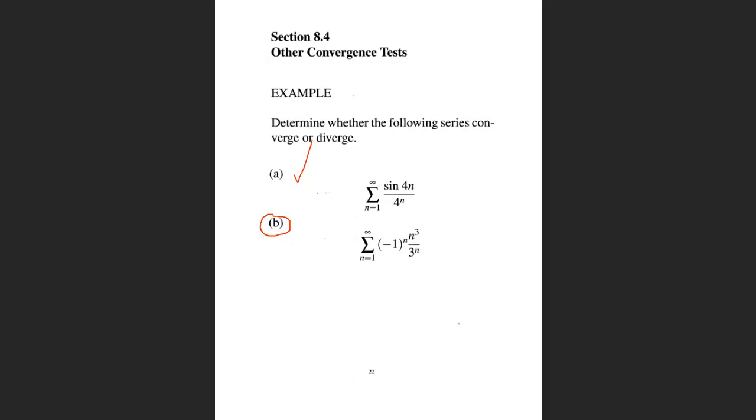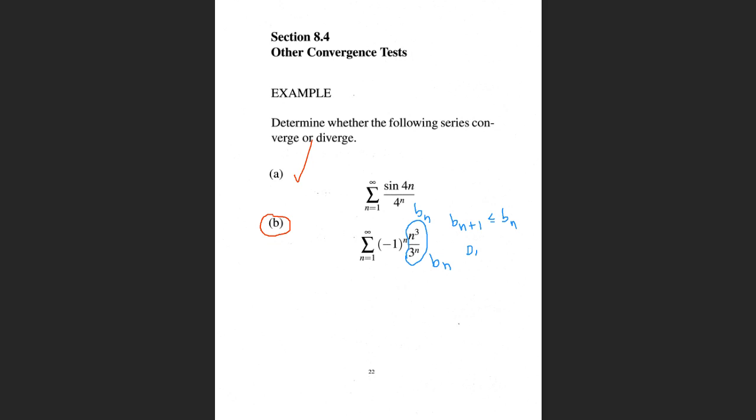Okay, so series B, if we look at the nth term, the nth term is n cubed over 3 to the nth power. So this is B sub n. So if we were to use the alternating series test, we'd have to show that the n plus first term is less than or equal to the nth term. I'm talking about this part here, B sub n.